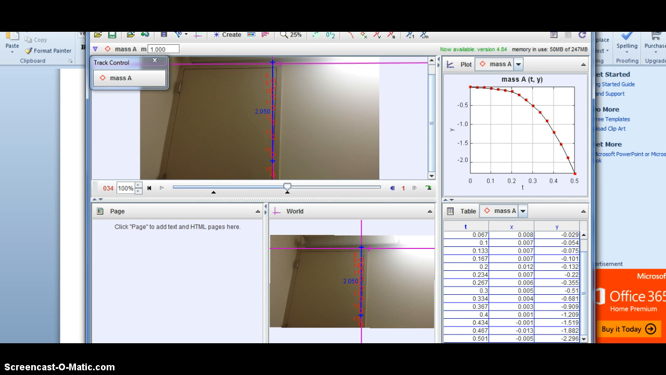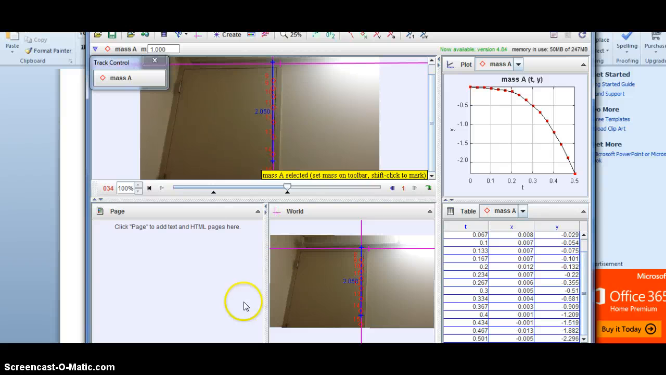As I know the height of the door, I use that to calibrate the data for distance. Here's a clip of the ball falling. As you can see here, the ball was then analyzed by Tracker, creating a position in the y direction versus time graph, as you can see right here.